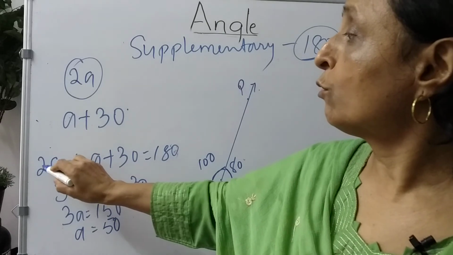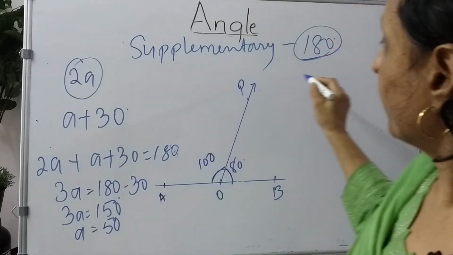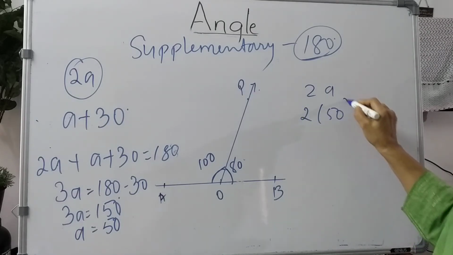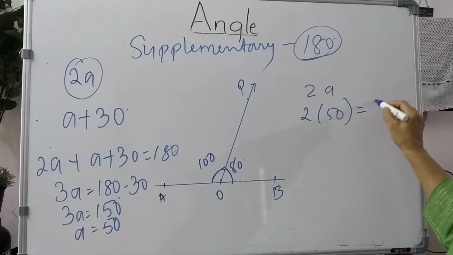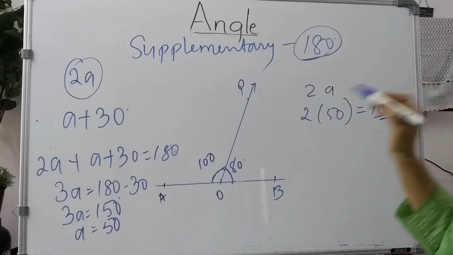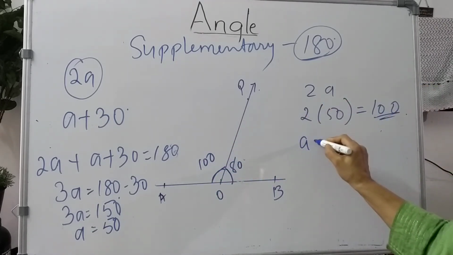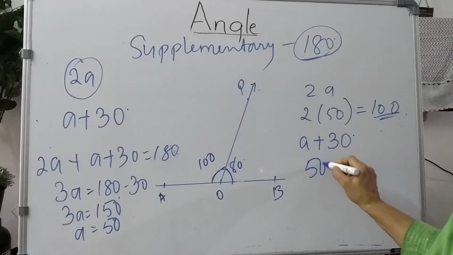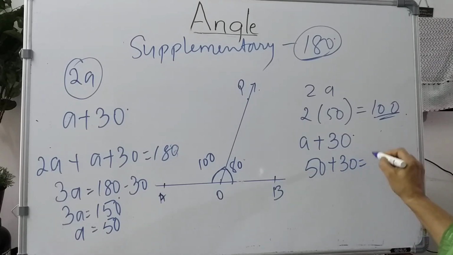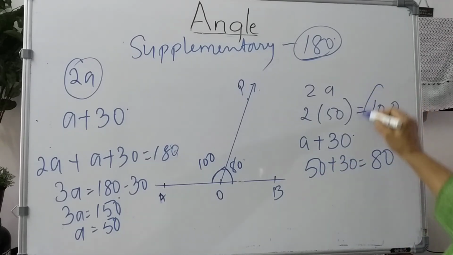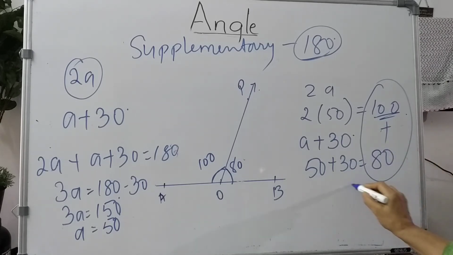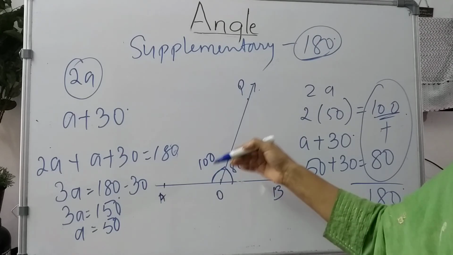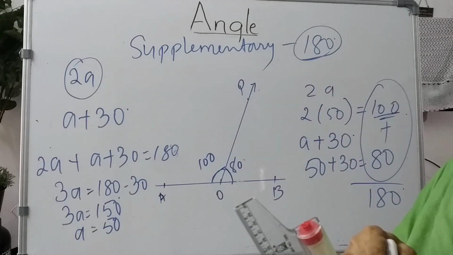Now, 2a. a is 50. So 2 into 50 is equal to 100. So this is 100. Now the other is a plus 30. a you have got 50. 50 plus 30 is equal to 80. Now whenever you total 100 plus 80, the total should be 180. So for supplementary, the total has to be 180.